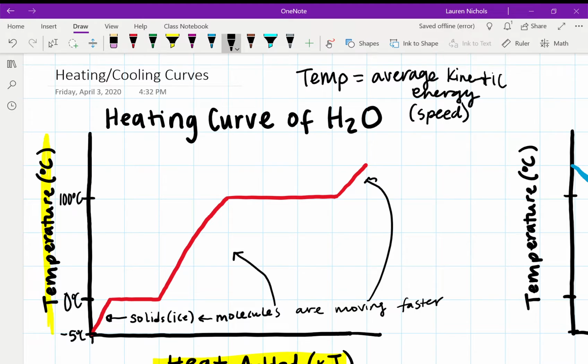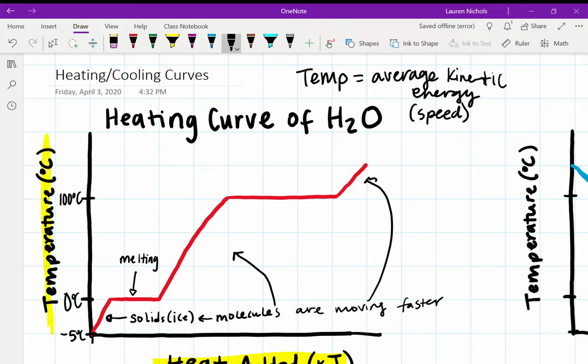At 0, there's a flat line. The reason it's flat is that the heat being applied is being used to do something different than just speeding up the molecules. When the molecules move so fast, eventually their speed is great enough to break down or weaken their intermolecular forces. When those forces are broken or weakened, that's when you start to melt. So here the ice is beginning to melt, and notice the temperature does not change.